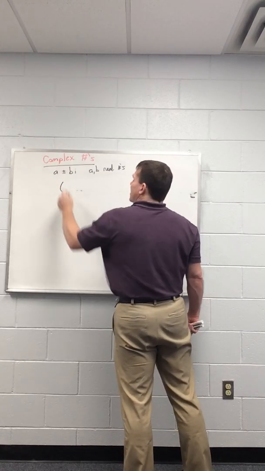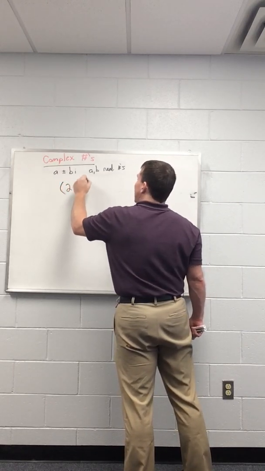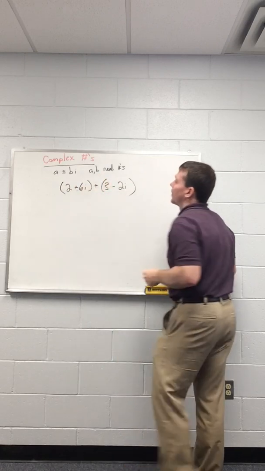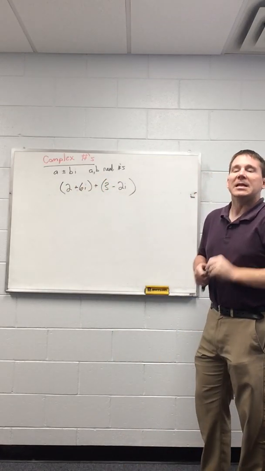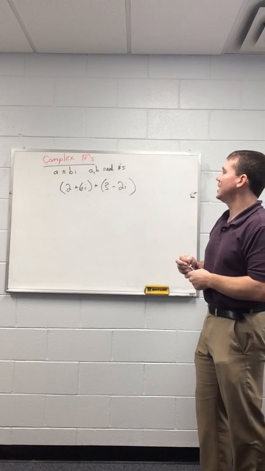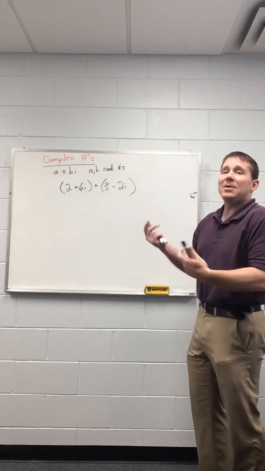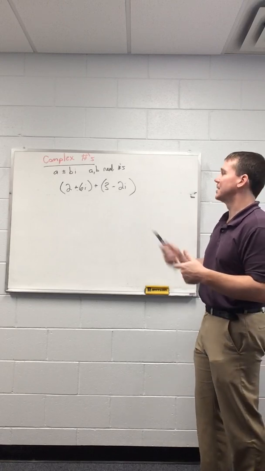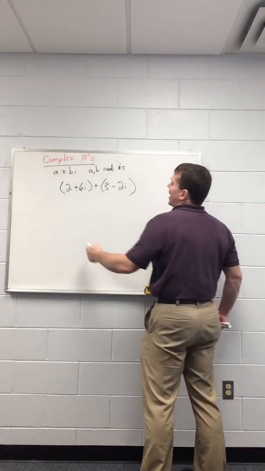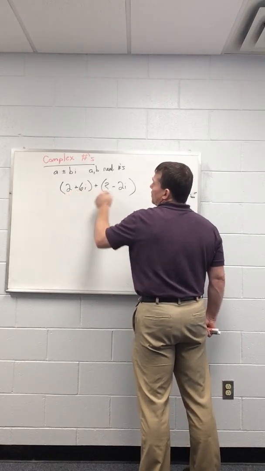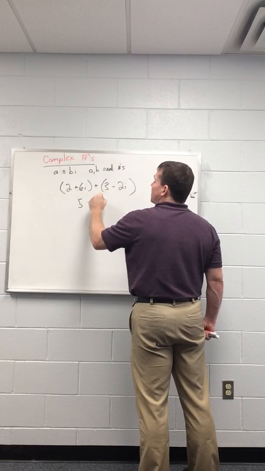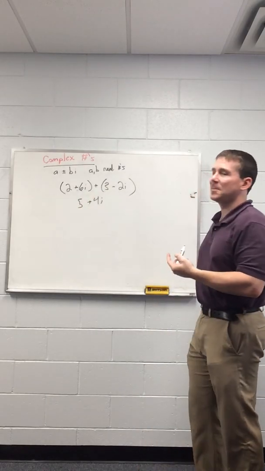Suppose I have 2 plus 6i plus 3 minus 2i. If we had no idea what the i was, your brain would just naturally say, if I'm adding a bunch of stuff together, combine like terms. And for the purposes of this, that's all you have to do. So I get a 2 plus a 3, which is a 5. 6i minus 2i is 4i. And there I go. There's my answer.